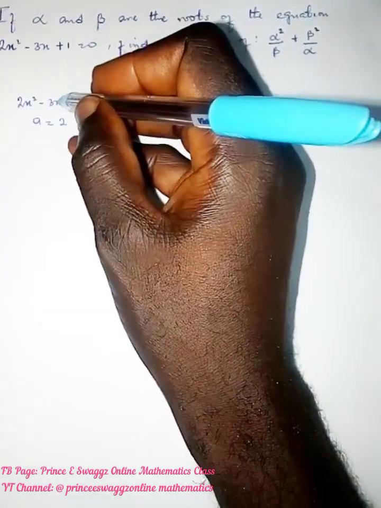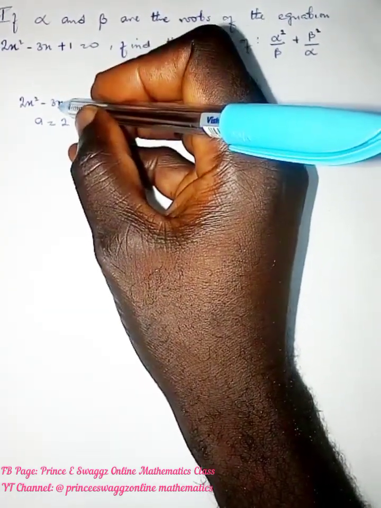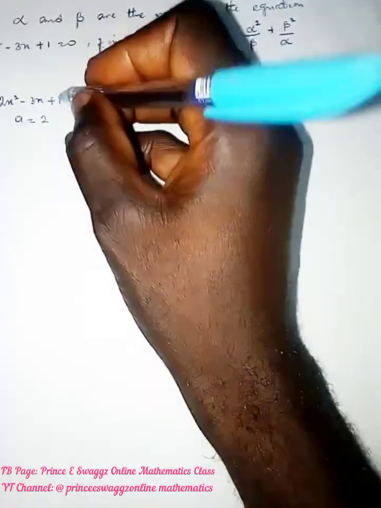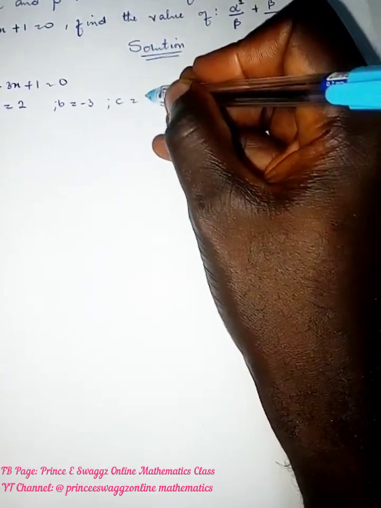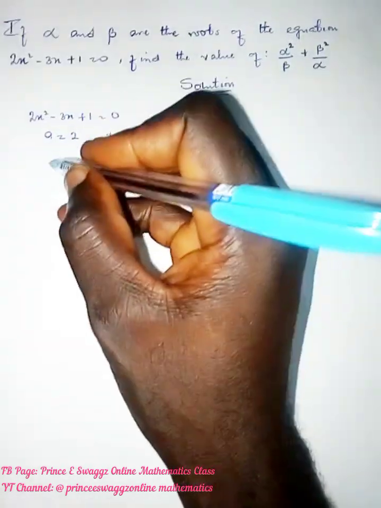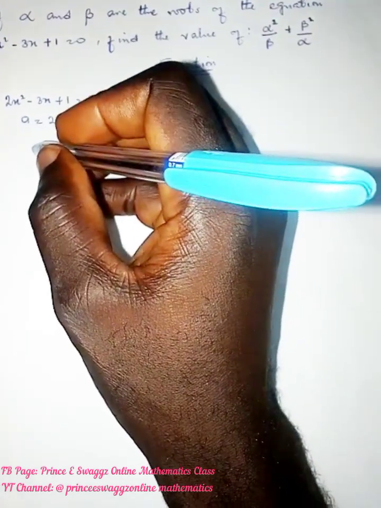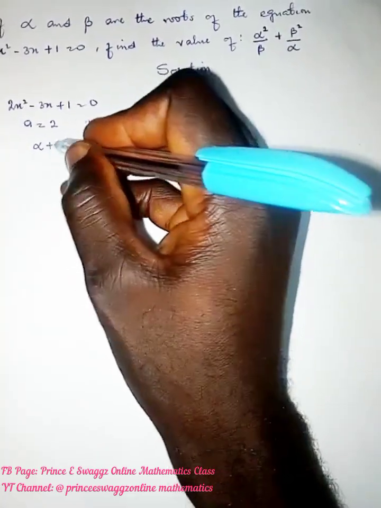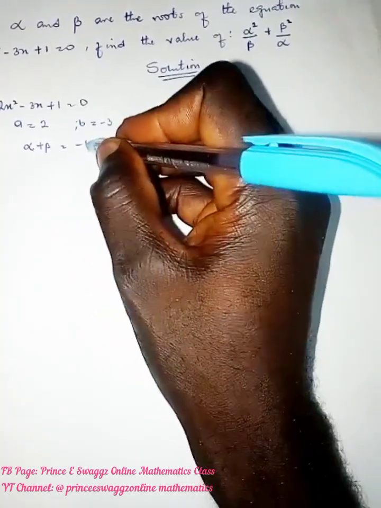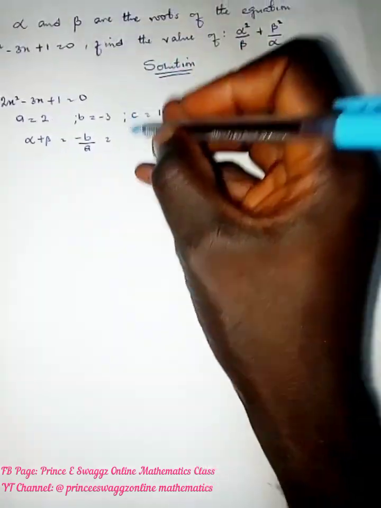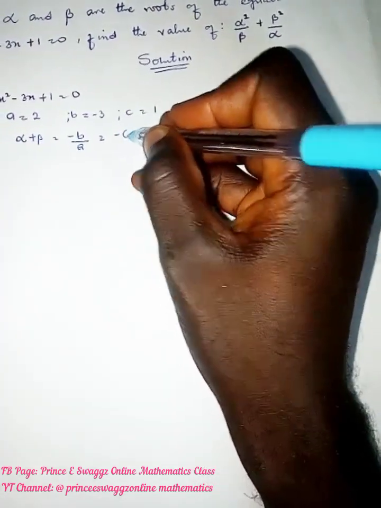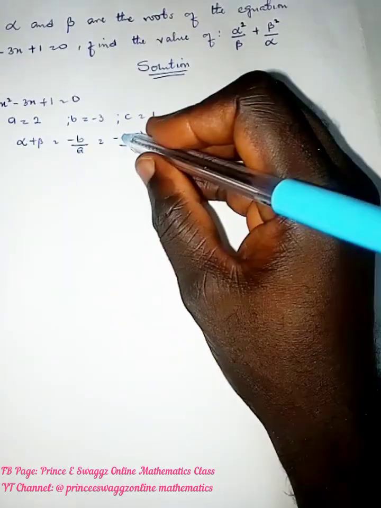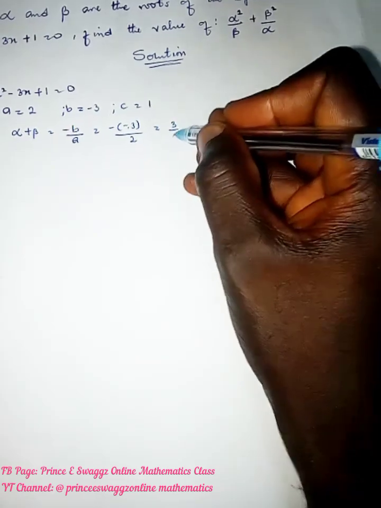Then our B is the coefficient of x, which is x raised to power 1, and that is minus 3. And the C is the constant, which is plus 1, the same thing as 1. Since we have gotten the constants, we can now find our sum of roots and product of roots. The formula for sum of roots is alpha plus beta equals minus b over a. Our b is minus 3 and our a is 2. Minus times minus is plus, that's 3 over 2.